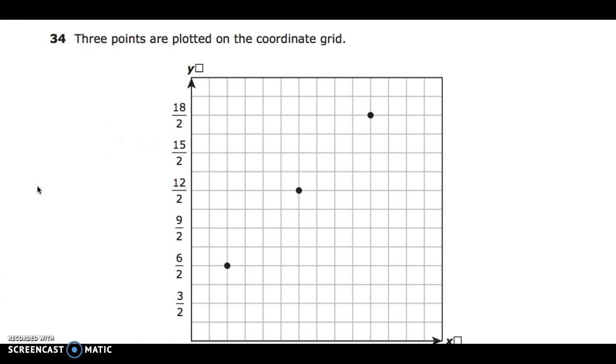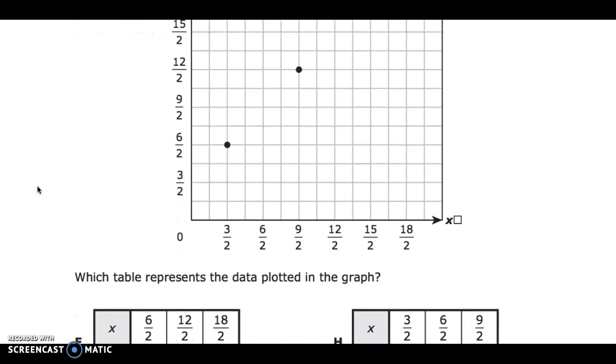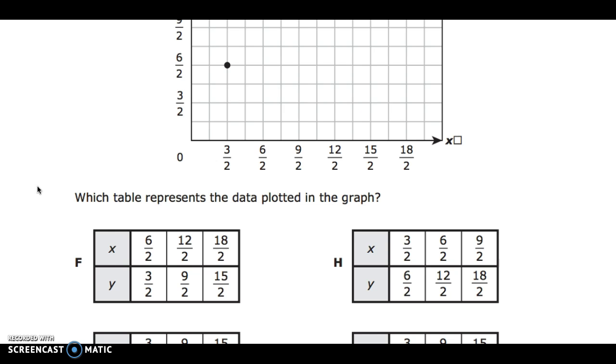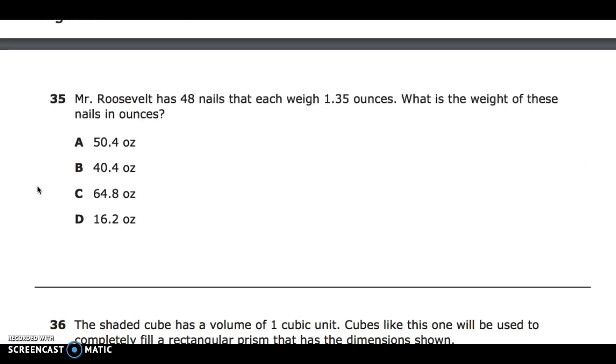What amount did Miss Sykes pay each month? Number 34. 3 points are plotted on the coordinate grid. Which table represents the data plotted on the graph? Number 35. Mr. Roosevelt has 48 nails that each weigh 1/3500 ounces. What is the weight of these nails in ounces?